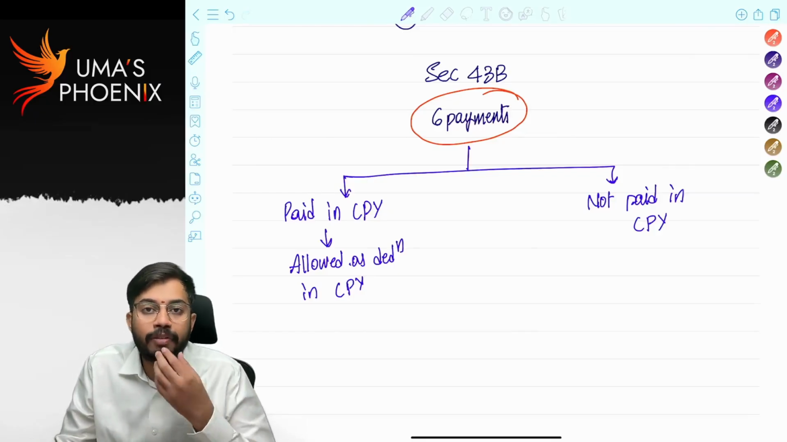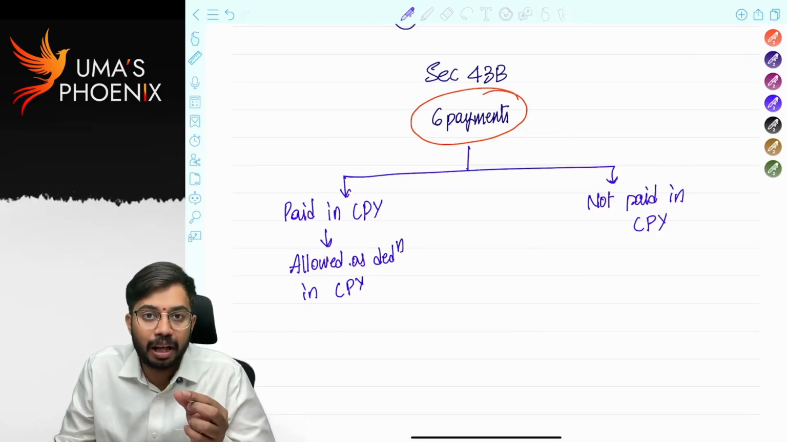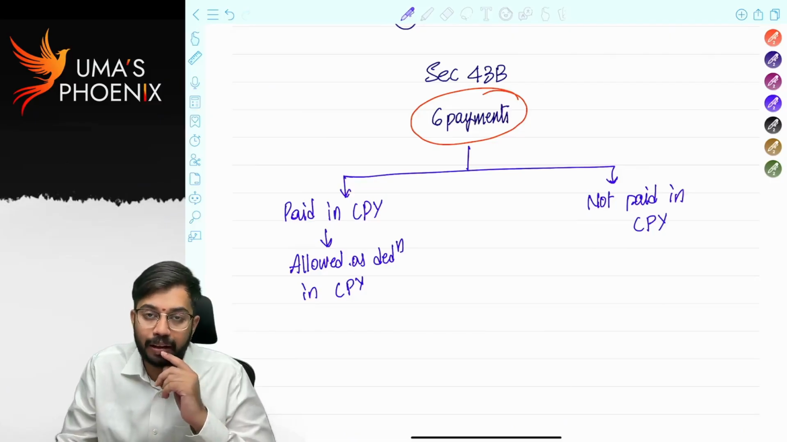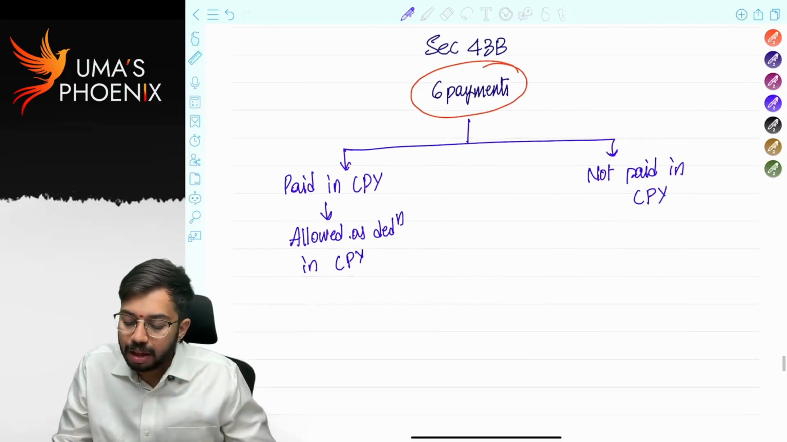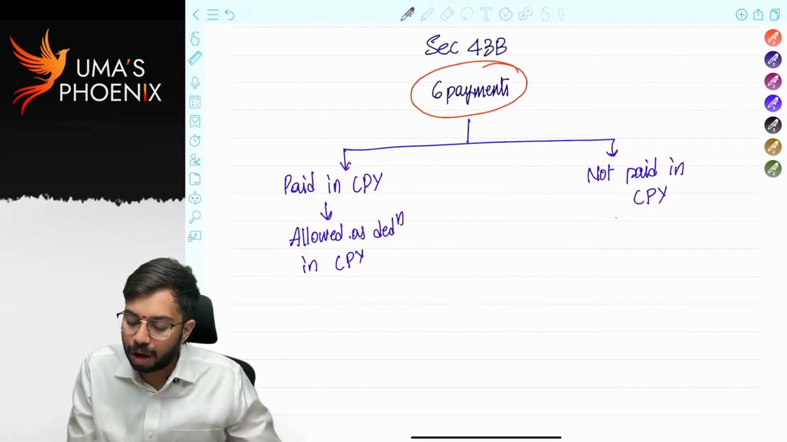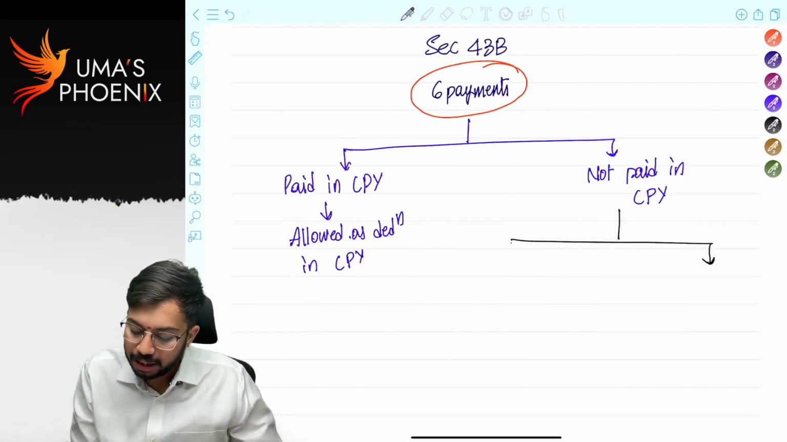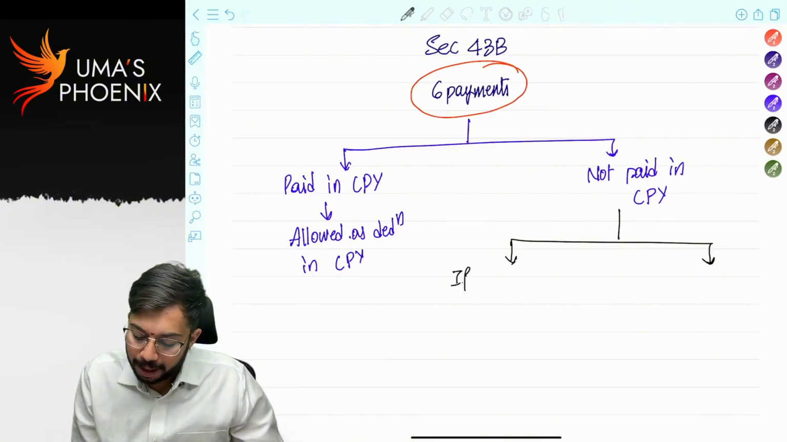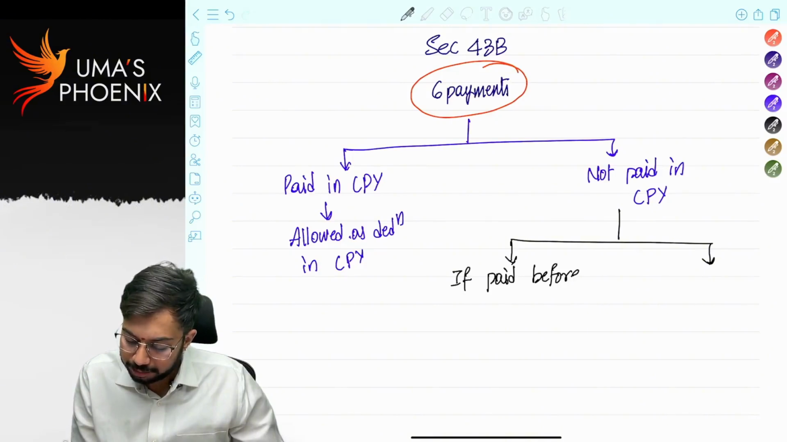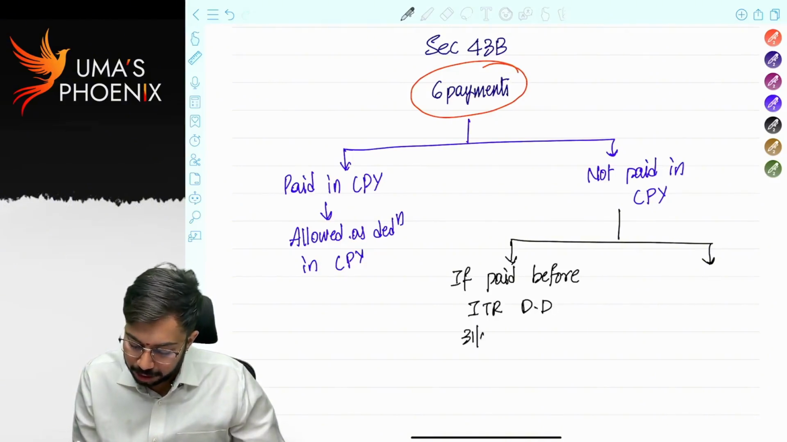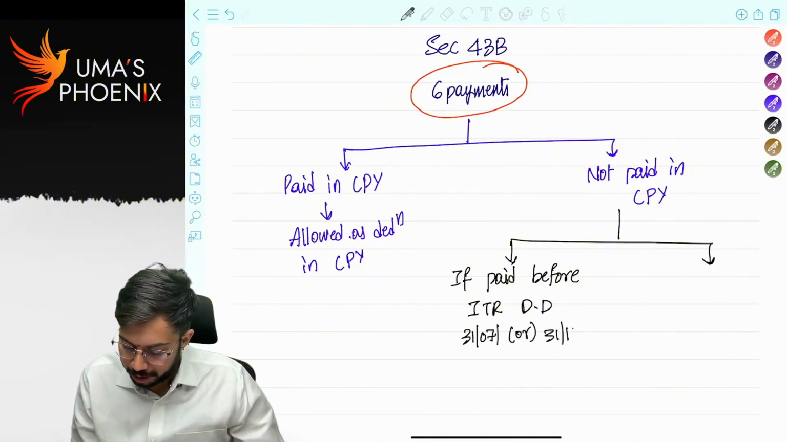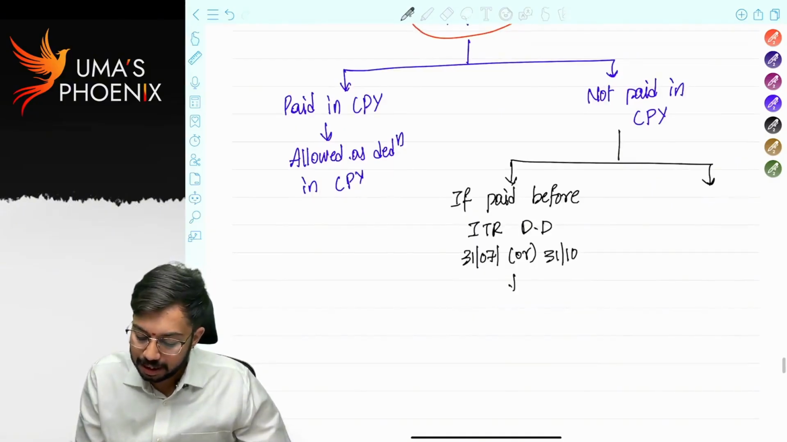So what is the due date for filing ITR? 31st July or 31st October, correct? So these 6 payments, if they are not paid in current previous year, then check if they are paid before ITR due date. That means either 31st July or 31st October. In such case, allowed as deduction in current previous year.